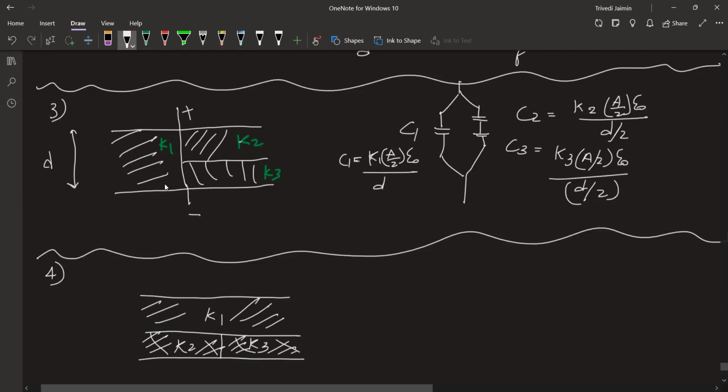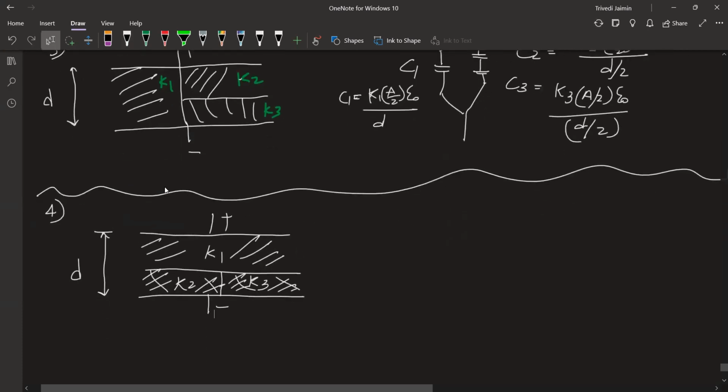K3, K1, distance D, plus minus. Come on, try for this one. Show me the equivalent diagram.